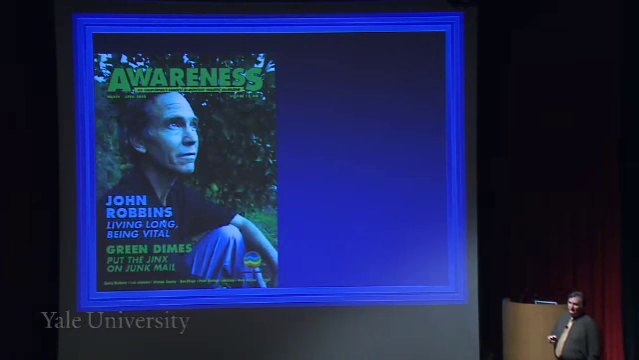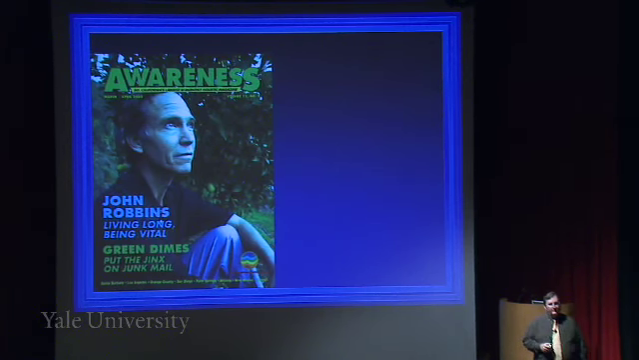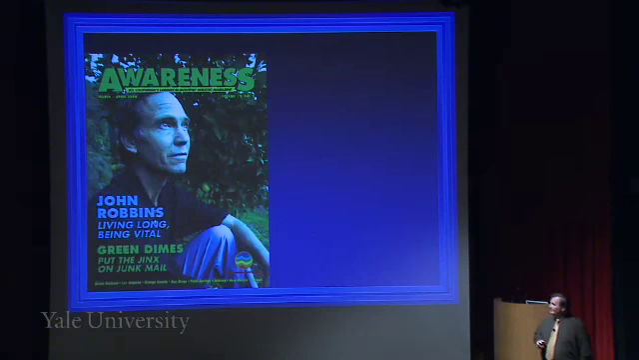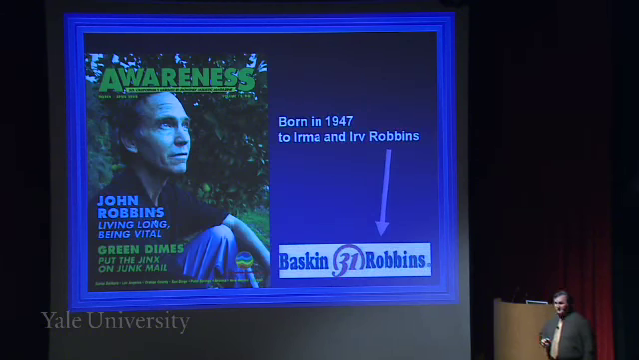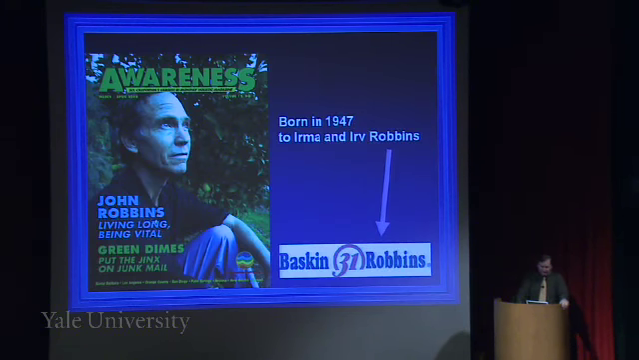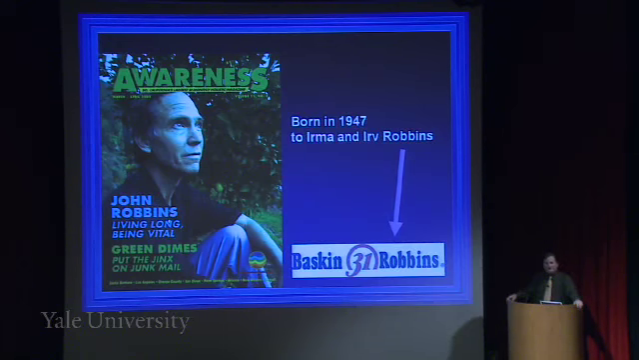Another person who's achieved some visibility in this whole debate is a man named John Robbins, and you see a picture of him there. He's an interesting fellow. He was born in 1947 to Irma and Irv Robbins. And Irv Robbins, you may not recognize the name, but was the Robbins of Baskin and Robbins. John Robbins, instead of getting into the family fortune and business, broke off because of his concerns about agriculture, food, nutrition, and animal conditions.